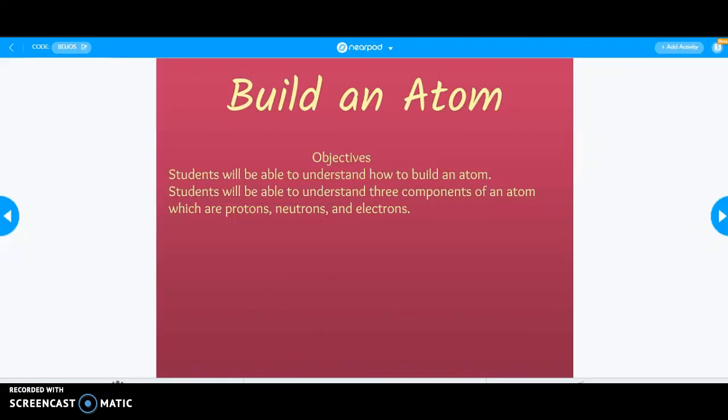Welcome, students. Our lesson today is how to build an atom. Our objectives are that students will be able to understand how to build an atom, and students will be able to understand the three components of an atom, which are protons, neutrons, and electrons.